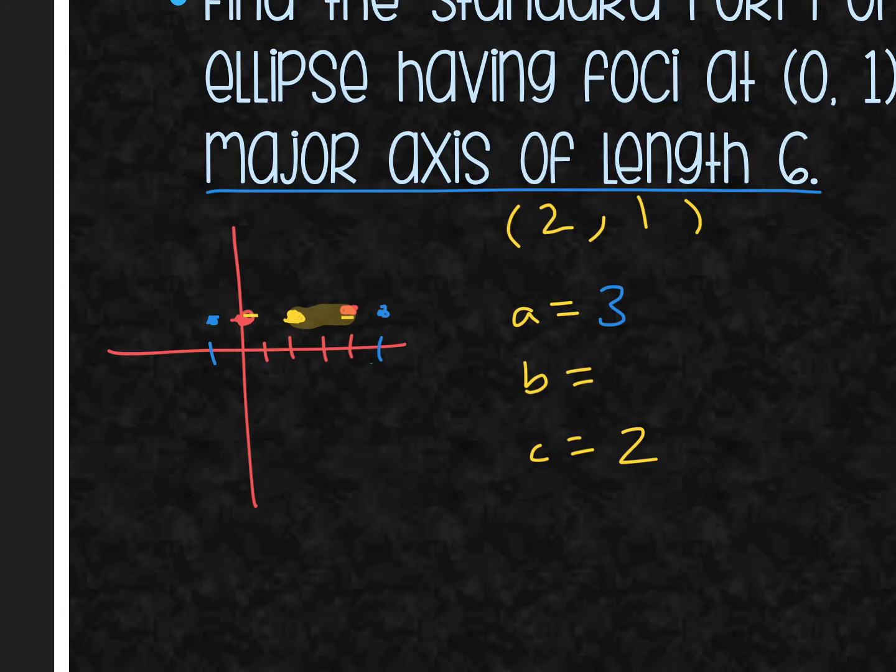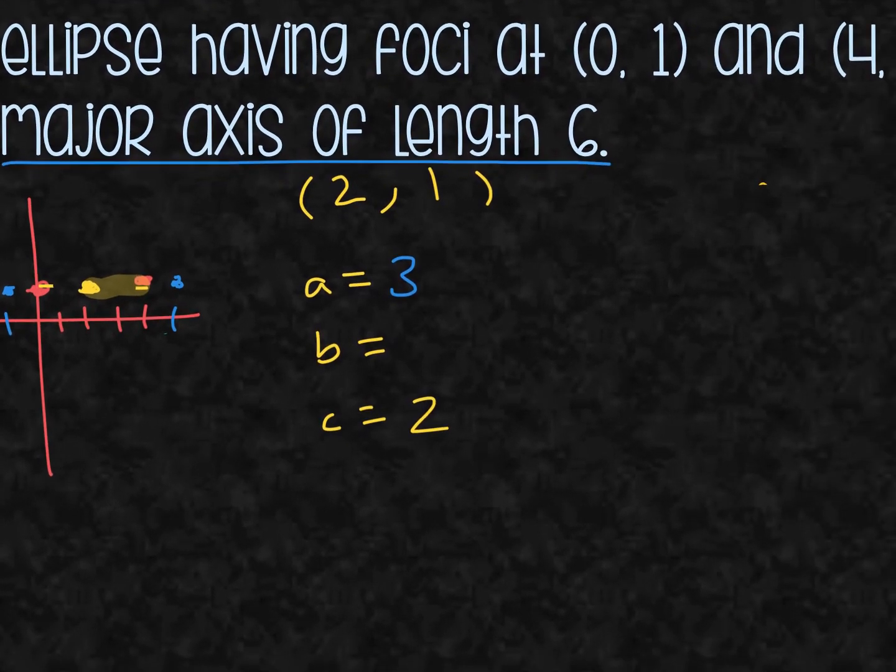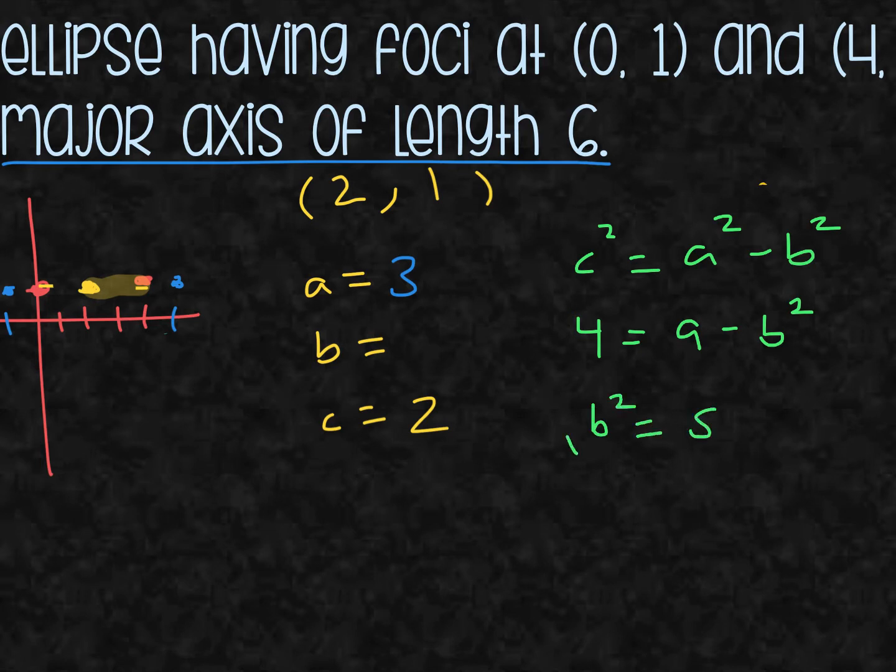Now it doesn't tell us what our minor axis is, but we have a formula that involves a, b, and c. So once we have 2 of them, we can just plug them into our formula to find the third. So our formula is c squared is equal to a squared minus b squared. So c squared, since c is 2, c squared would be 4. Since a is 3, a squared would be 9. So then we just solve for b. So b squared is equal to 5. And b would be the square root of 5.